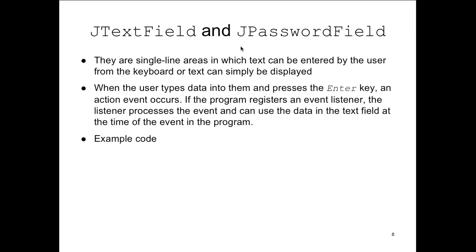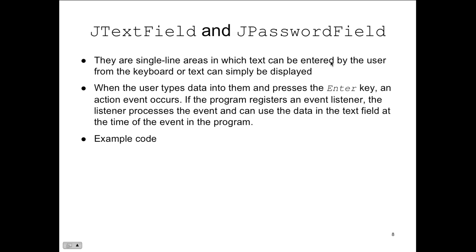So there's a single line area in which the text can be entered by the user from the keyboard. And these are single lines. If we want multiple lines, we use a text area instead of a text field. So a text field is just supposed to be a short single line word or phrase that you're going to type in. It can be more than one word, however.